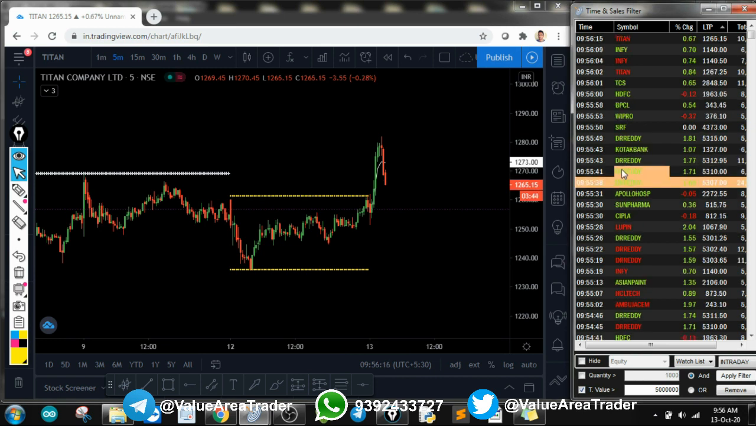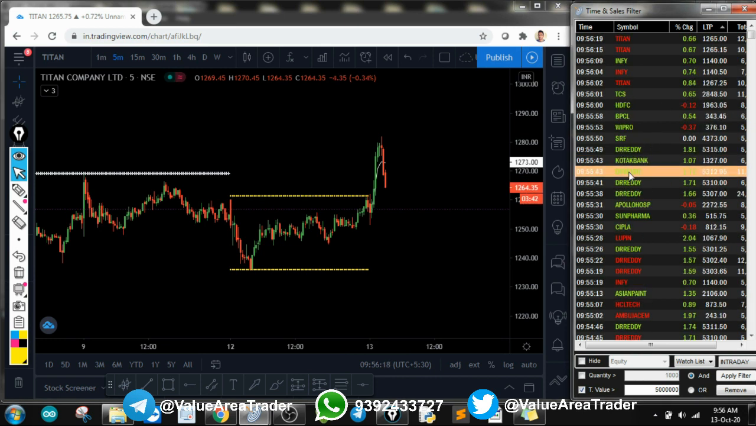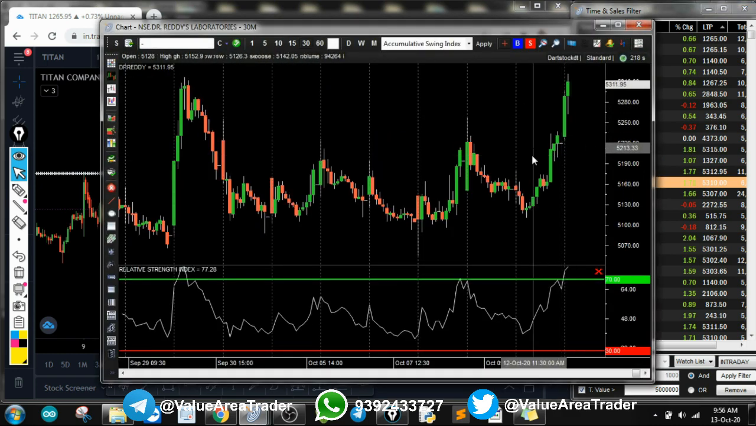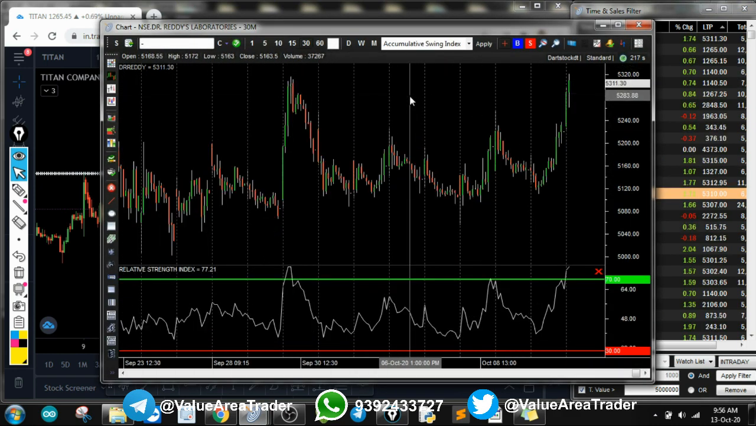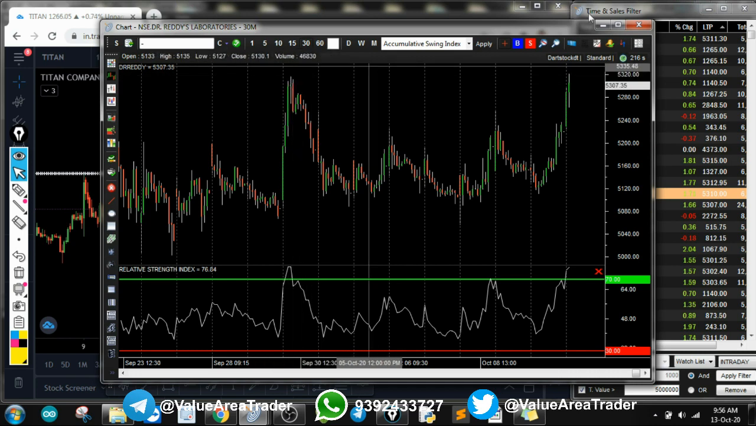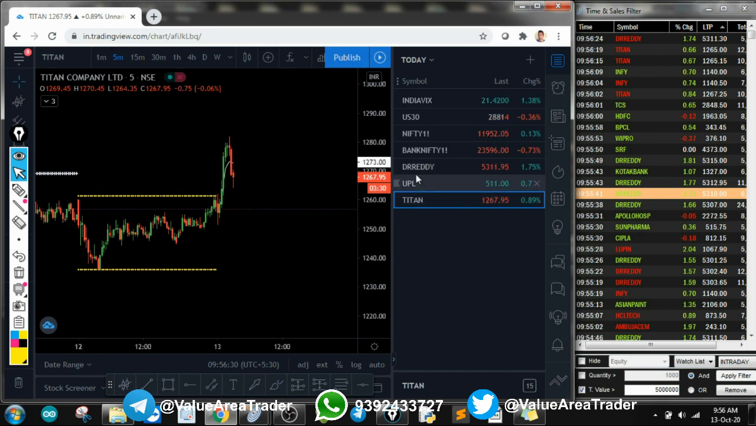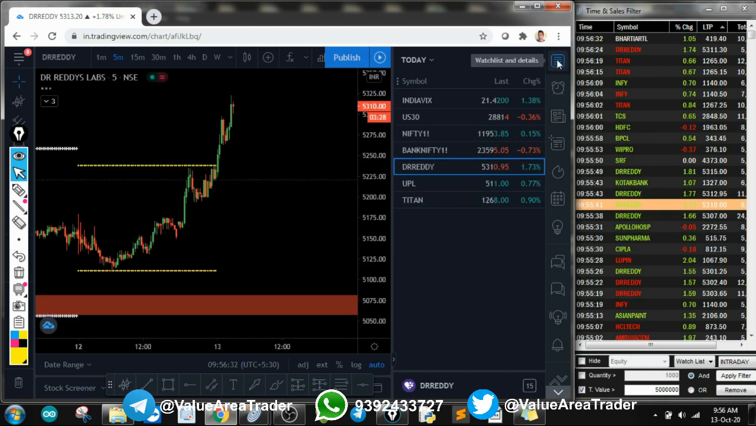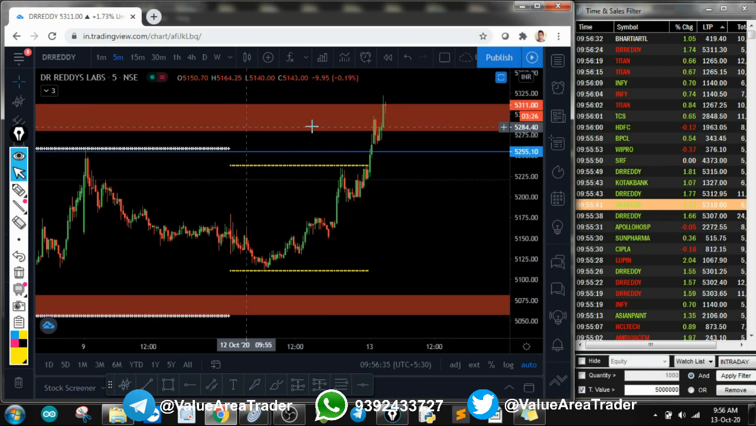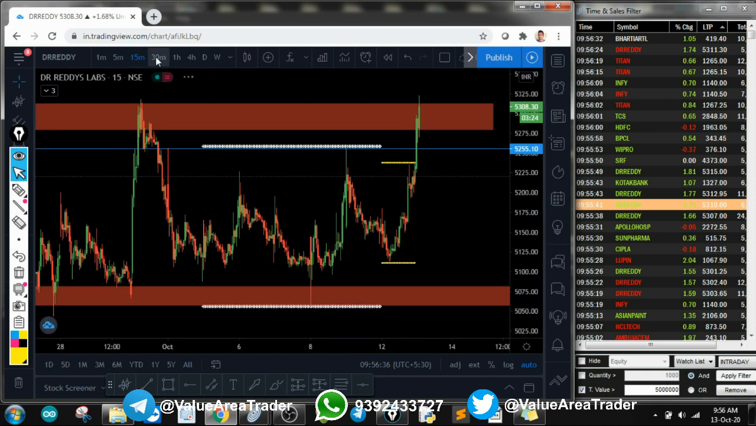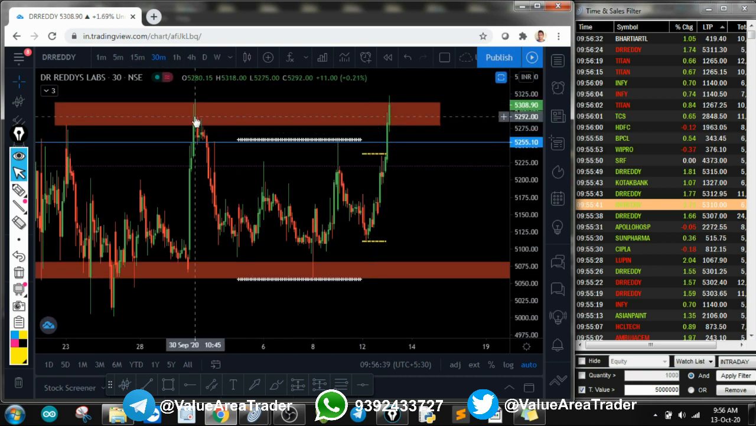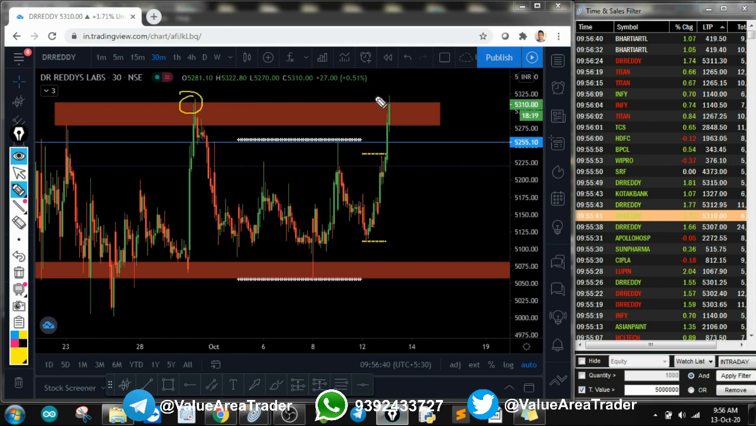We are seeing some Dr. Reddy interest here. You can see continuously we can see some interest in Dr. Reddy. There are 3 buy orders there. Let's see what happens. Okay, this is already coming to a resistance point. I have already added Dr. Reddy here. This is the resistance which I have already drawn. Now we have to see if it fails in the resistance or not.